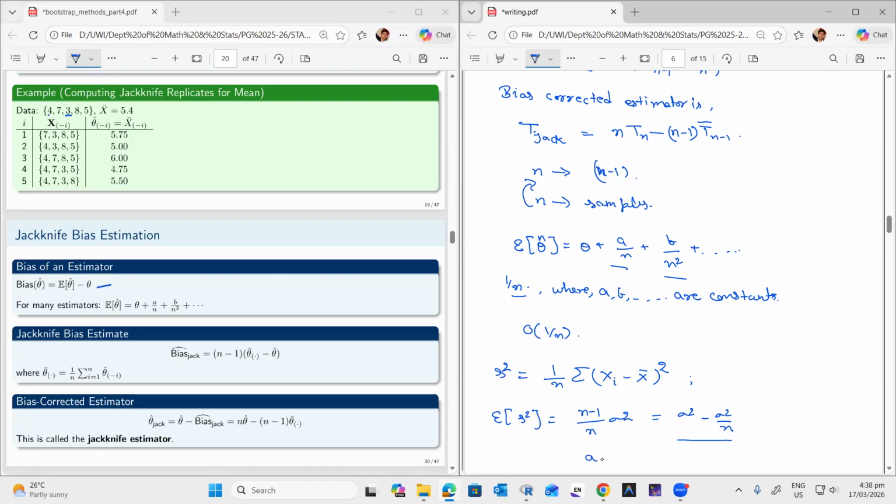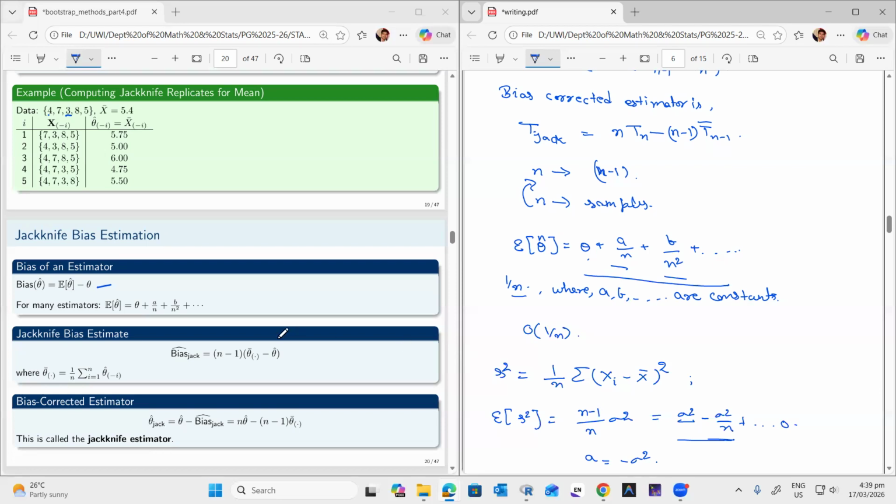What will be your A here? Just compare this one with this. So theta is the true parameter value, that is sigma square A upon n. So A is pure minus sigma square here. Alright, and higher terms will be 0 in this case, plus other terms are 0. Alright, so for more complex statistics, the expansion may include the higher order terms. So that is basically the idea behind the expected value of theta cap, this expectation expansion.